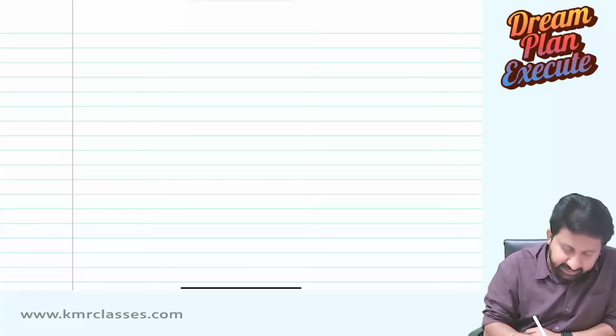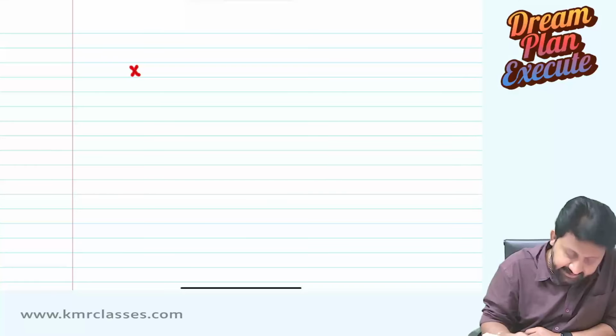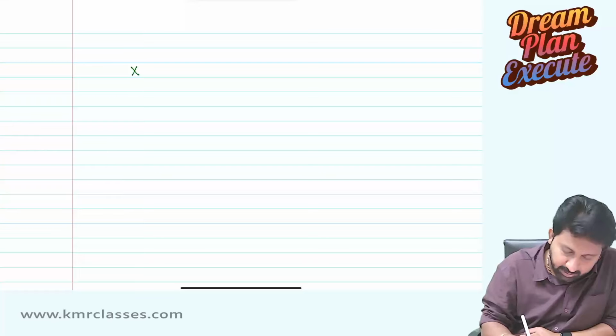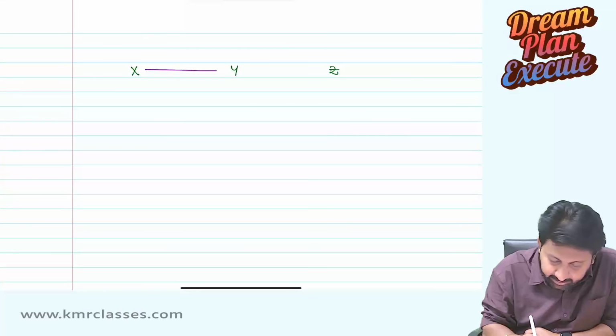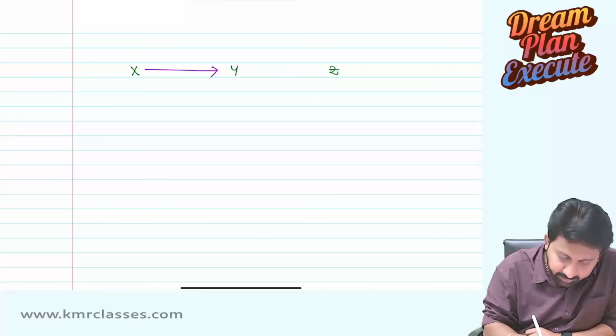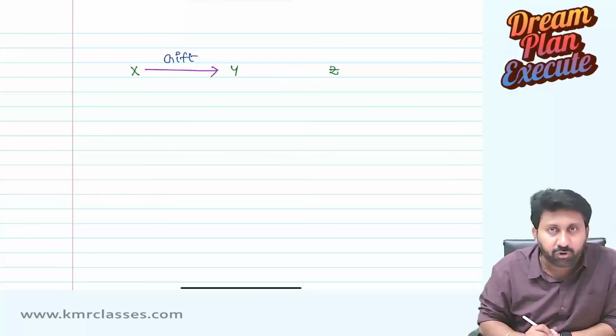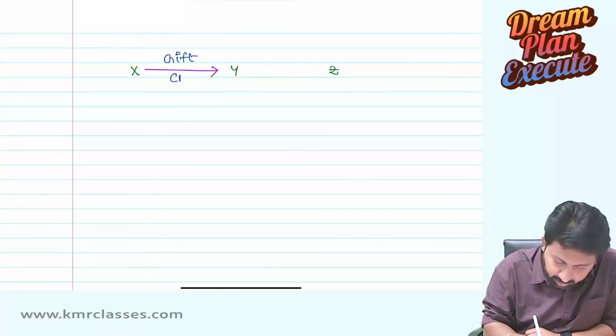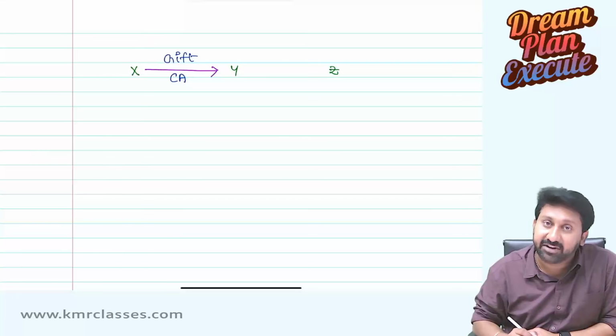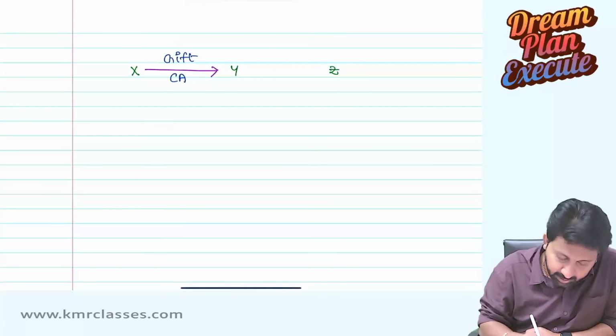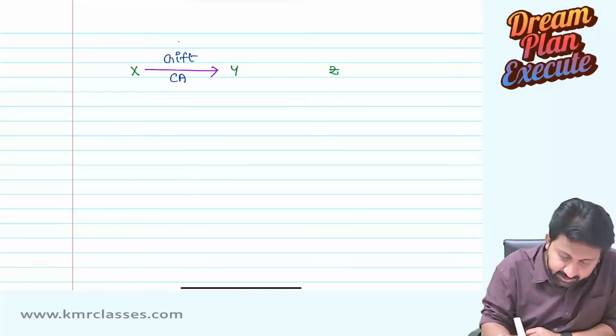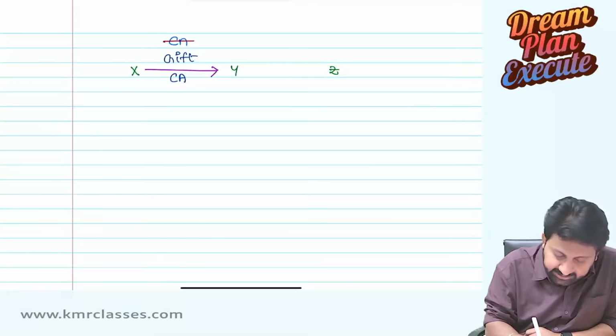There is a person. I call him X. Y, Z. X gave a gift to Y. Capital asset gift. When I say gift, consideration is not there.